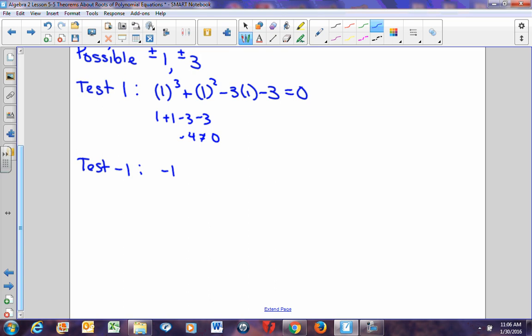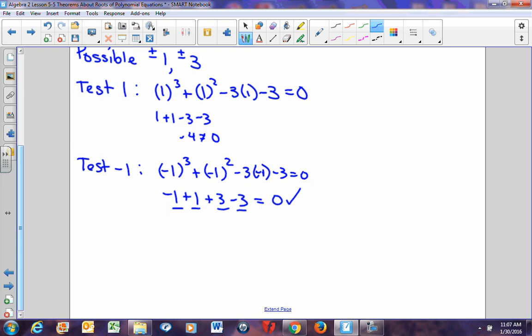So I have (-1)^3 + (-1)^2 - 3 times (-1) - 3. Make sure you put in the parentheses. Does that equal 0? So I get -1 + 1 + 3 - 3. These two things cancel each other out, these two things cancel each other out, so that equals 0. So that works. So we now know that -1 is a 0. Okay, so we know -1 is a root.